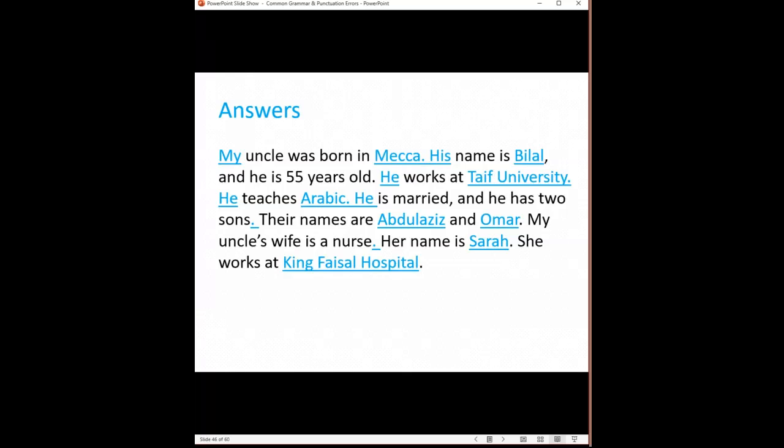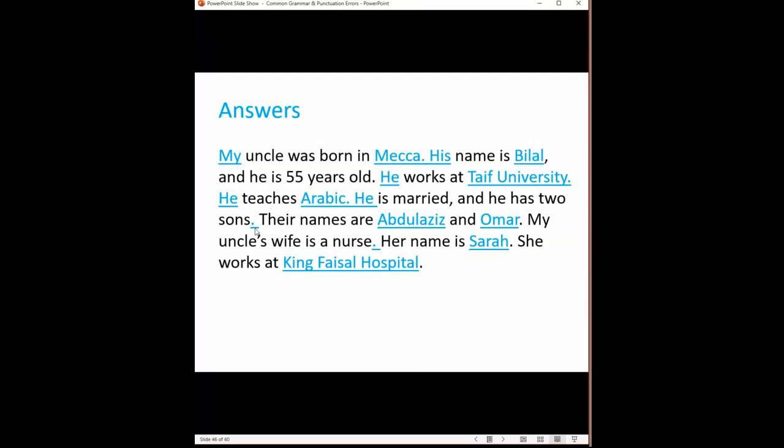The first word in a sentence should be capitalized, and Mecca because it's a place or a city. You can say a city. How about his? Also capitalized because it is the beginning of the sentence. His name is Bilal. Bilal as well. As you mentioned, it is a noun. His name is Bilal, and he is 55 years old. He also, at the beginning of the sentence. How about the Taif University? How about Arabic? How about Abdulaziz Omar Sara? How about King Faisal Hospital?